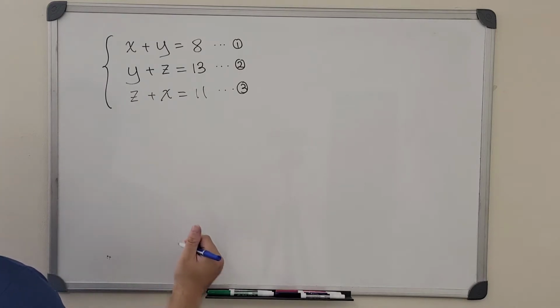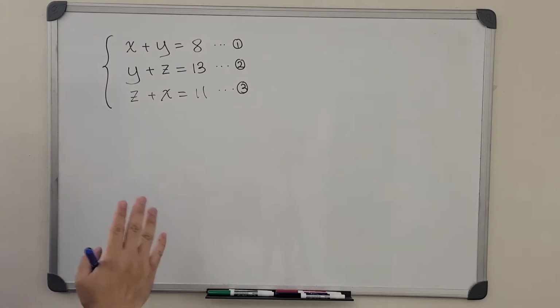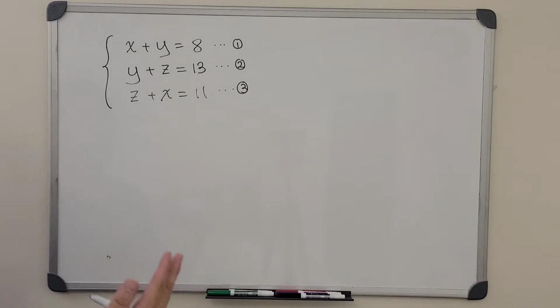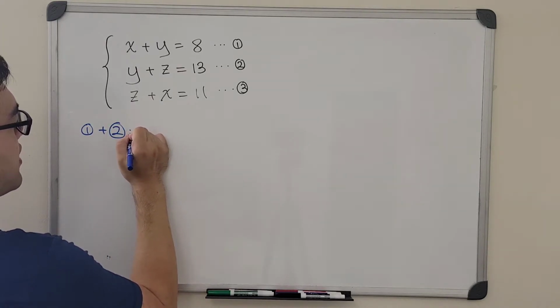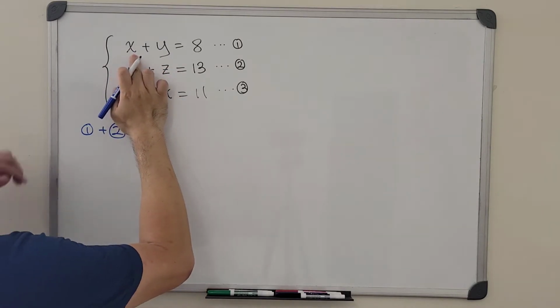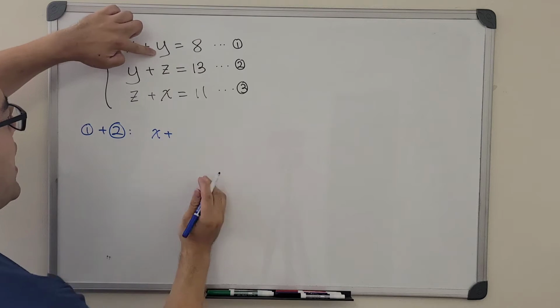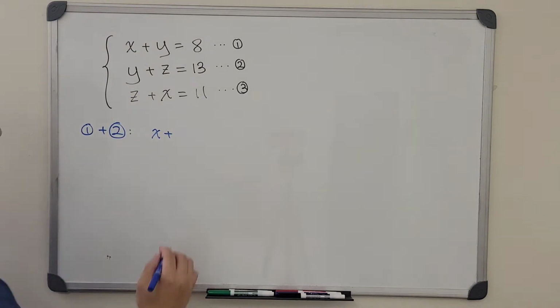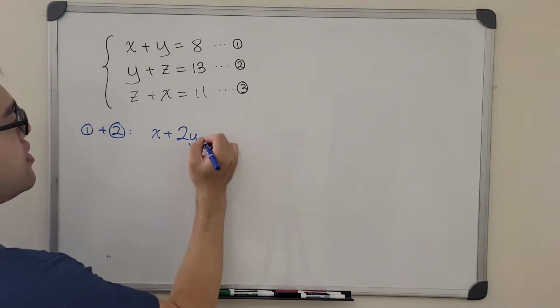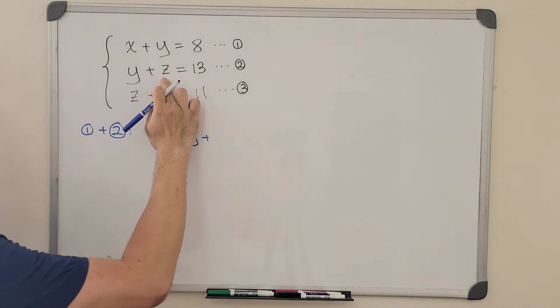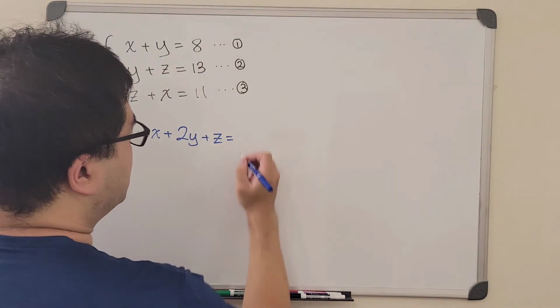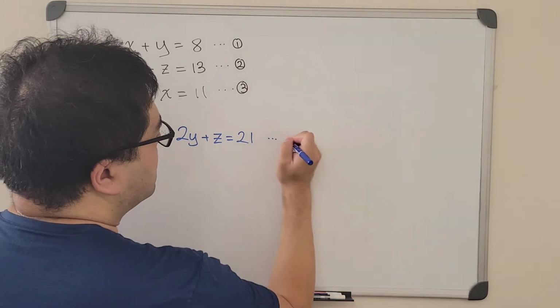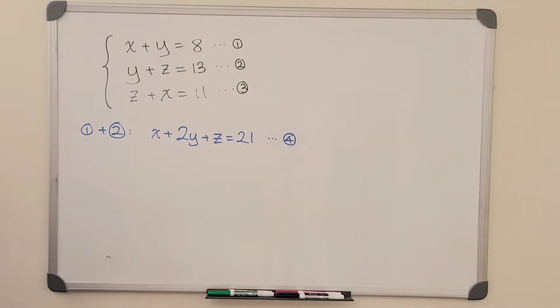Here we go. So first, I'm going to pick any 2 equations. It doesn't really matter. And I just add the 2 equations together. Let's say we're going to add the first and the second equations together. Now what do we get? We have x plus y here, and then plus another y, gives us 2 copies of y, or 2y, plus, don't forget, there's another variable here, z, equals the sum of the right-hand side, which is 8 plus 13, giving us 21. So let's call this equation 4.